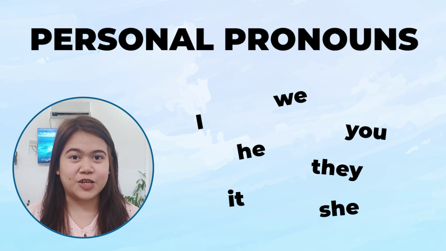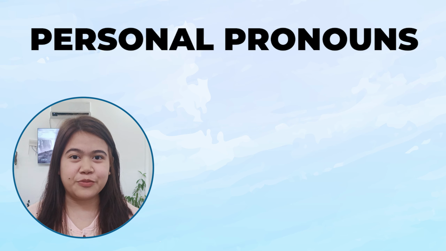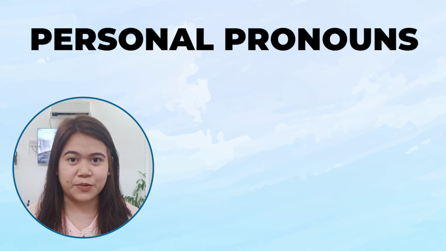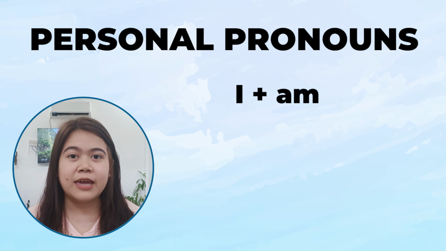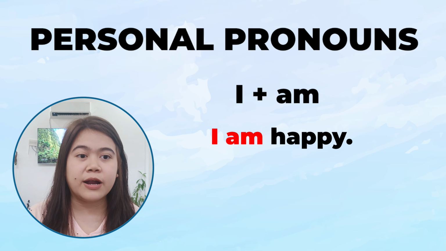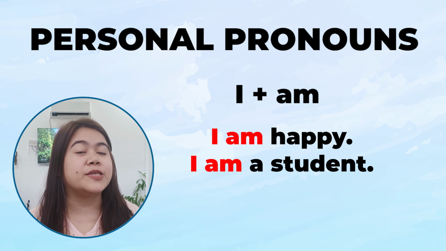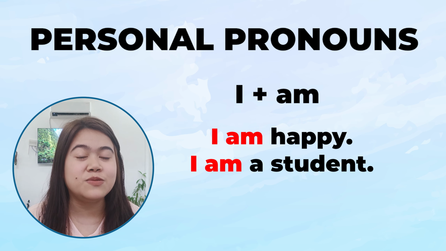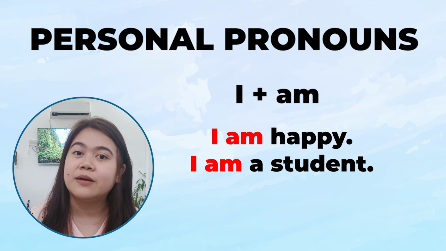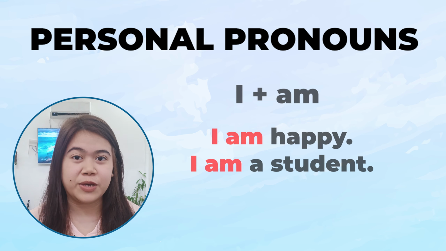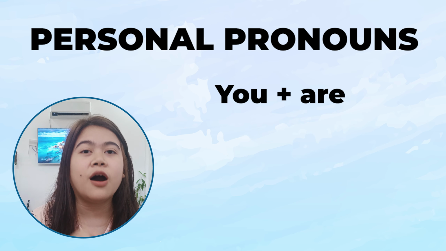Now, each subject has a partner verb. Here's the match. Let's go through it slowly so it's easy to remember. I goes with am. We say, I am happy, or I am a student. This one is special because only I uses am. So if you see I, it always comes with am. Always.